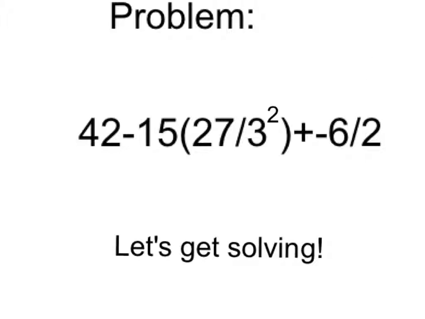Okay guys, so our problem for today is going to be 42 minus 15 times 27 divided by 3 squared plus negative 6 divided by 2. Now, if you look at this problem in order of operations, which I'm going to go over in a second, the problem is a lot different from when you start off with it. But let's get solving.